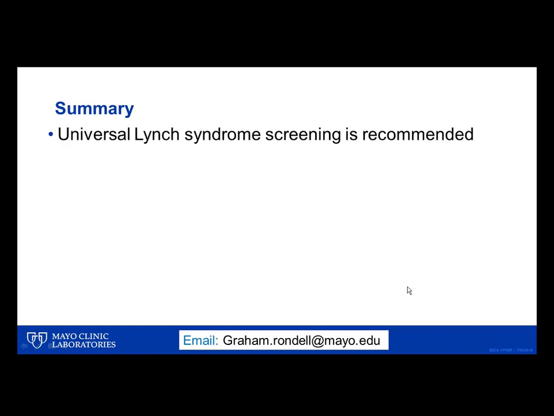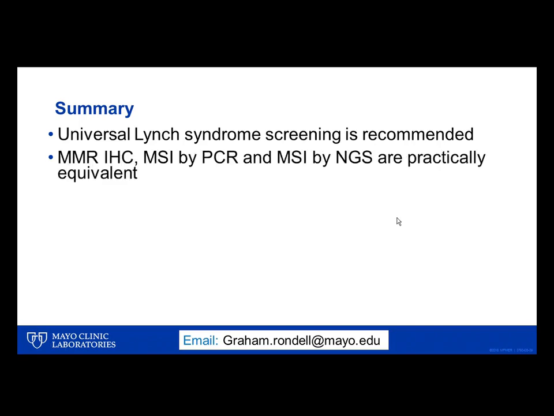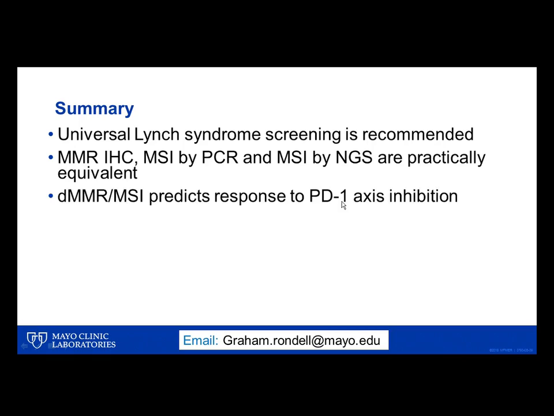And so to summarize, universal Lynch syndrome screening I think is definitely recommended, and the value of that is established. I think mismatch repair immunohistochemistry, MSI by PCR, and NGS are practically equivalent based on the available data, and I think many others in the field will believe this to be the case. Deficient mismatch repair or microsatellite instability predicts response to PD-1 axis inhibition, and so it's clinically very important.